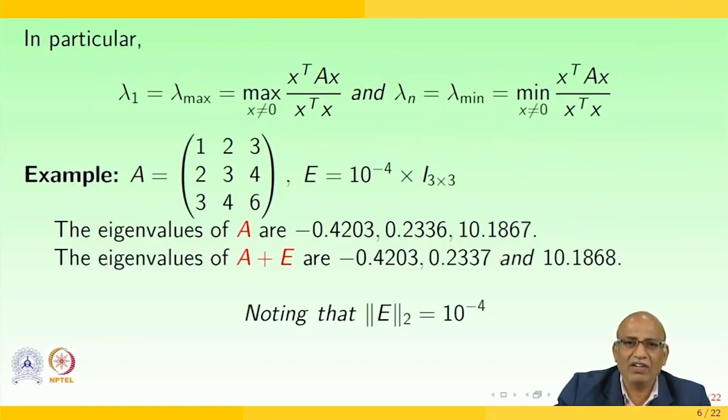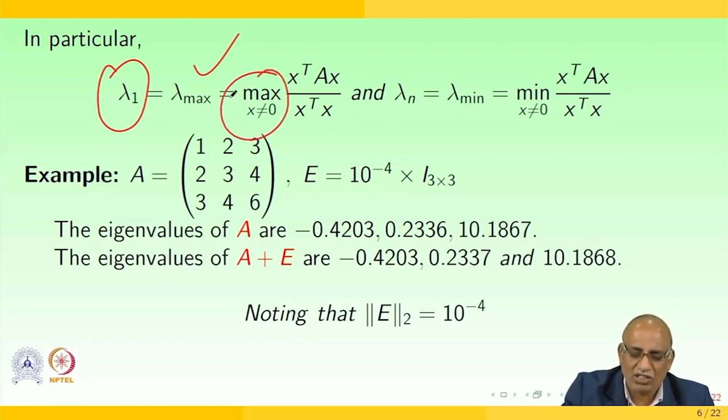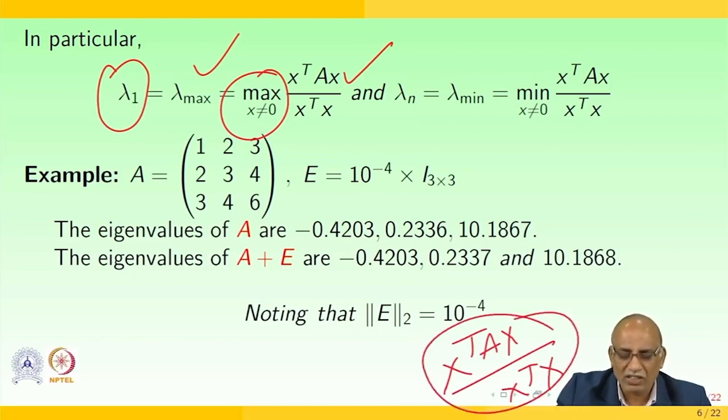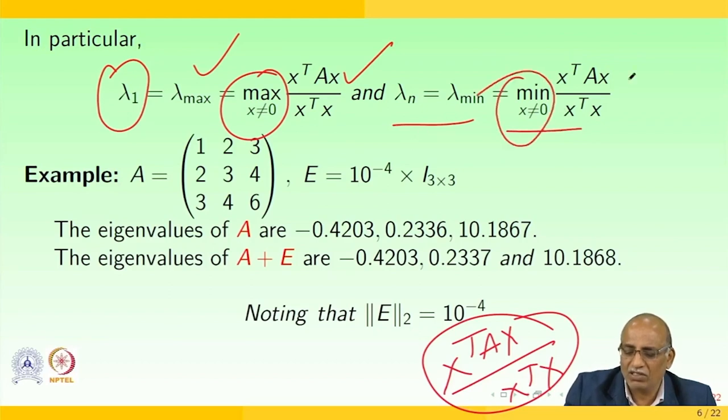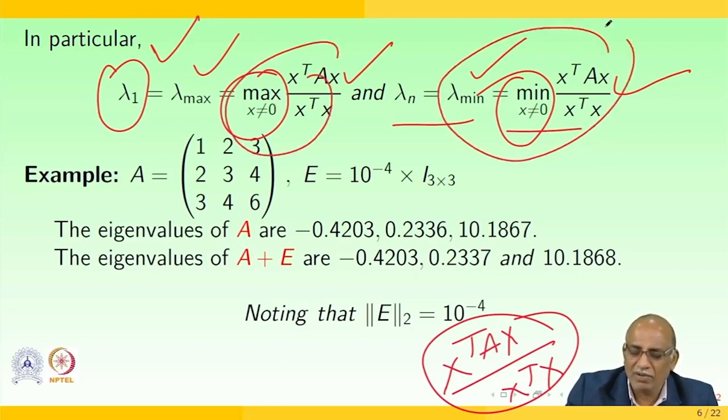In particular, lambda 1 becomes lambda max, which is the maximum over x not equal to 0 of x transpose Ax upon x transpose x. The case x equal to 0 is to be avoided. And lambda n is equal to lambda min, which is the minimum over x not equal to 0 of x transpose Ax upon x transpose x. So this is what is called the minimax theorem. For the particular case, lambda 1 is the maximum of this fraction and lambda n is the minimum of the fraction x transpose Ax upon x transpose x.